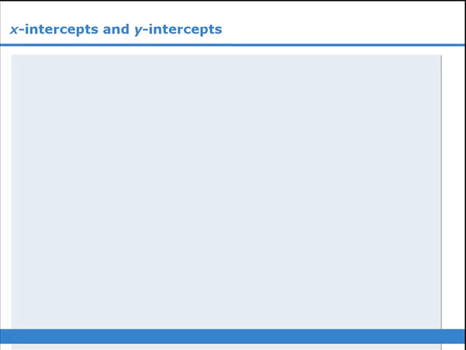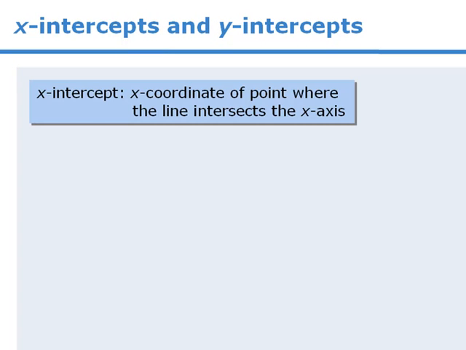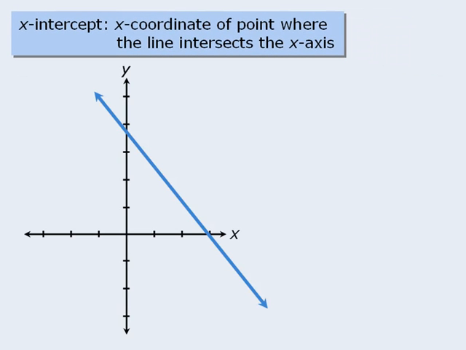In this lesson, we will examine x and y-intercepts of lines. We will begin with x-intercepts. The x-intercept of a line is defined as the x-coordinate of the point where the line intersects the x-axis. So, for example, this line crosses the x-axis right here at the point (3, 0). So the x-intercept of this line is 3.